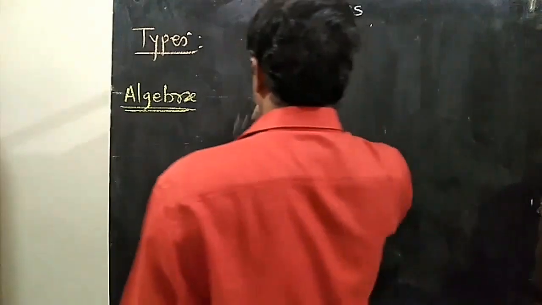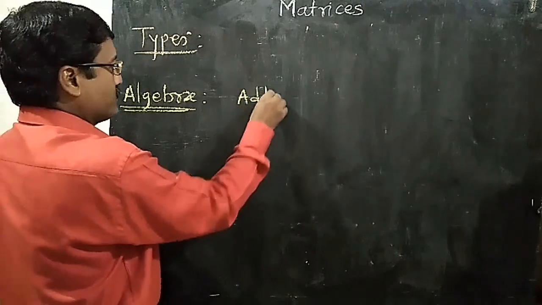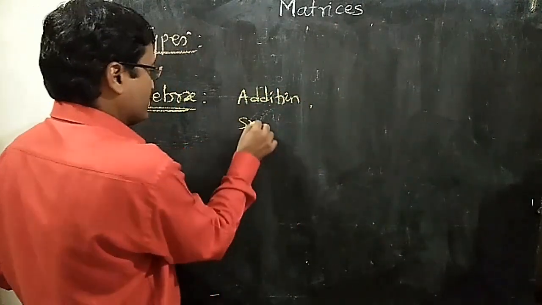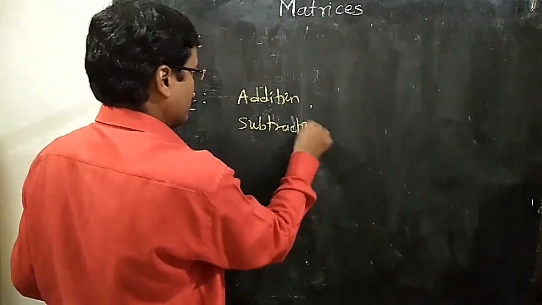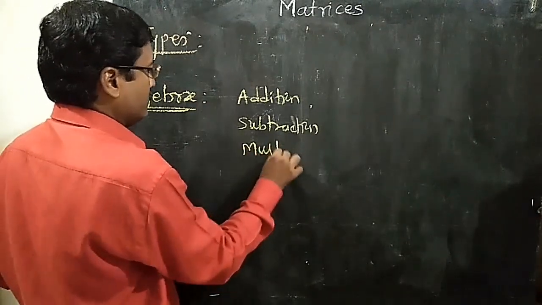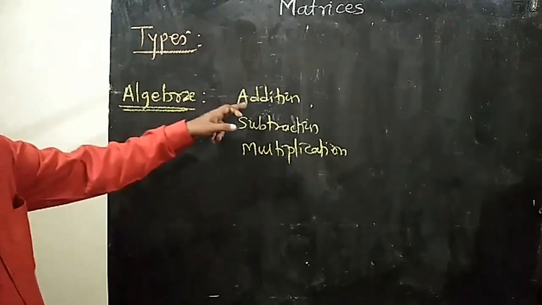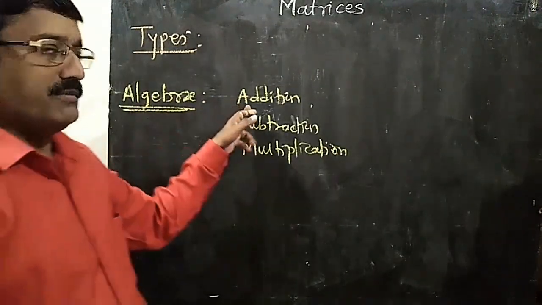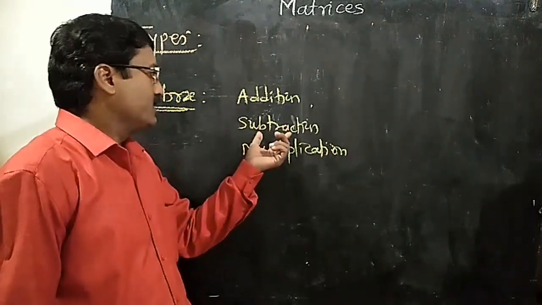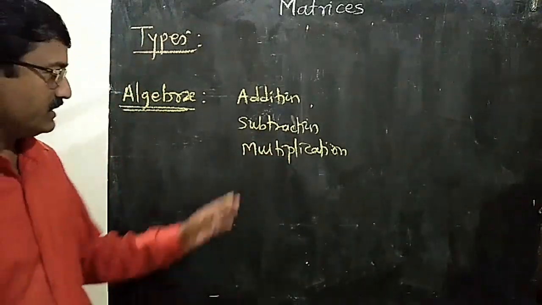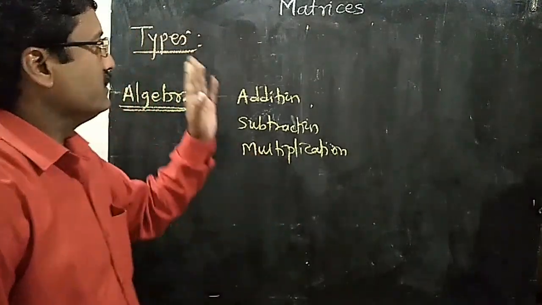In this algebra of matrices, students have learned addition of two matrices, then subtraction of two matrices, and multiplication of two matrices. Addition is nothing but the addition of corresponding elements of two matrices having the same order. Subtraction means the subtraction of corresponding elements of two matrices having the same order. And in the case of multiplication, it is very much different from our usual multiplication. We have learned that multiplication in 11th class.